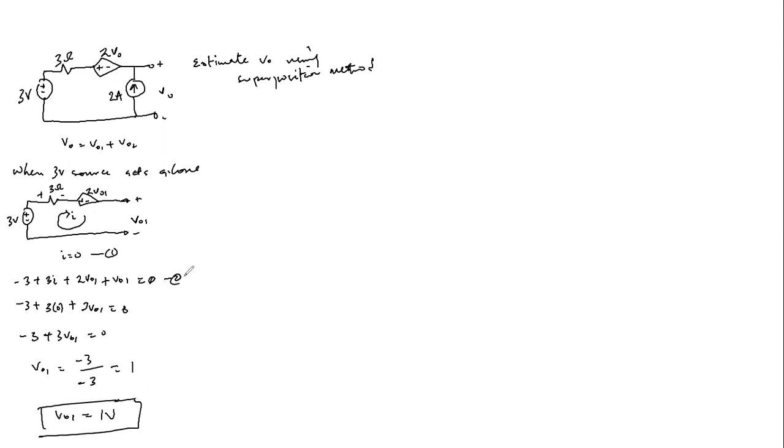So when the voltage source acts alone, then that is what we get. Okay. So what happens when the current source acts alone? For us to deactivate the voltage source, we replace it by a short circuit. So when the 2 amp source acts alone, then the voltage source will be replaced by a short circuit. So we have a short circuit here.